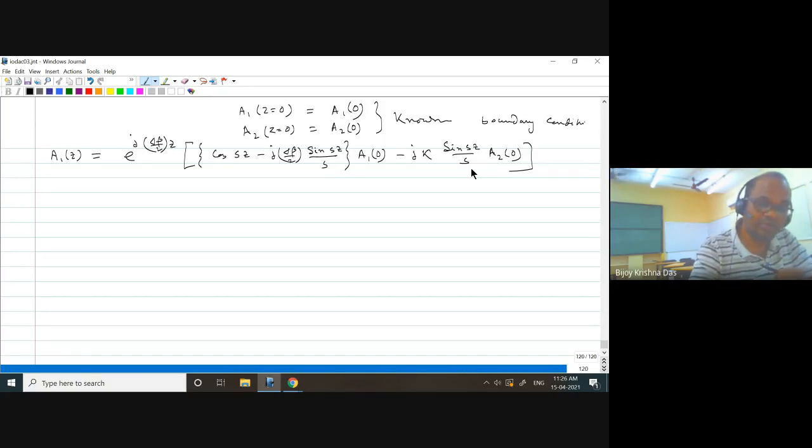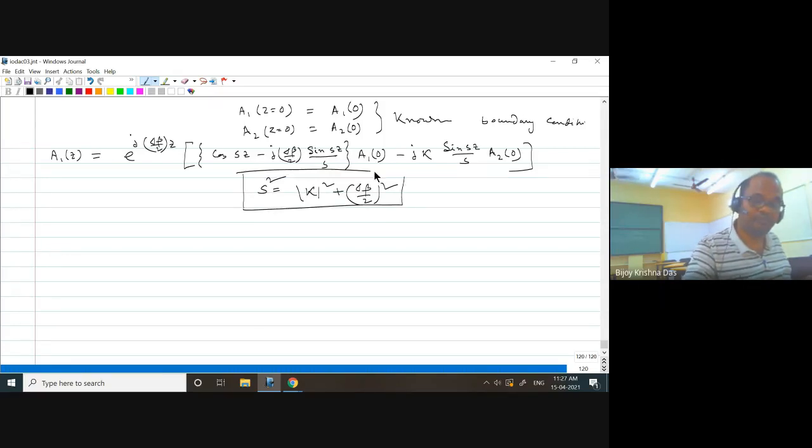So what is the new thing we have here? During your solution, step by step, when you come through, you have used an assumption, which is that kappa square plus delta beta by 2 square is s square. That means s is the square root of this. So this is the assumption made. After assuming this and assuming the boundary condition, your solutions will be like this.